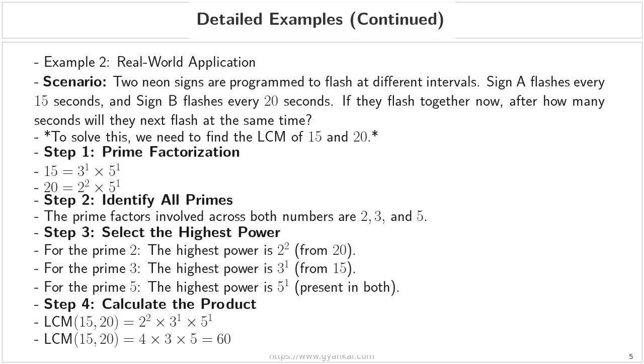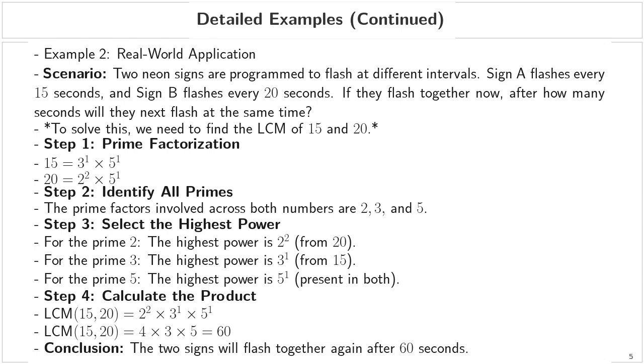We multiply these highest powers together. So, our LCM of 15 and 20 equals 2 squared times 3 to the power of 1 times 5 to the power of 1. When we calculate that out, it is 4 times 3 times 5, which gives us 60. Therefore, our conclusion is that the 2 neon signs will flash together again after 60 seconds.